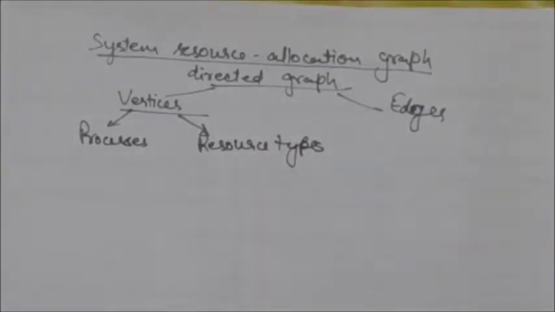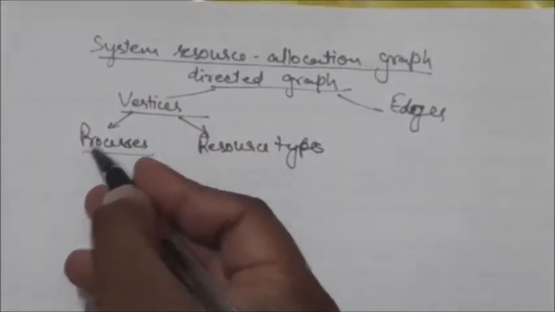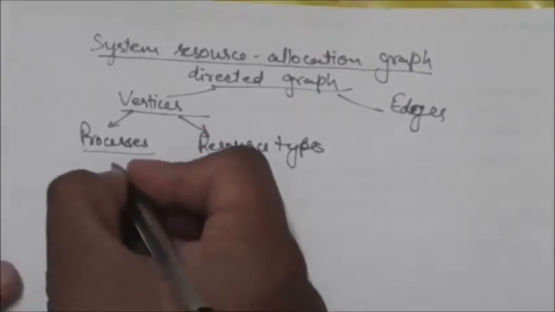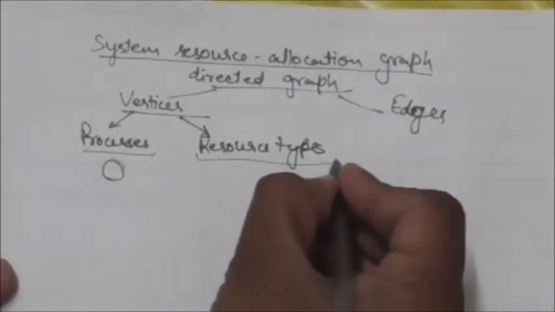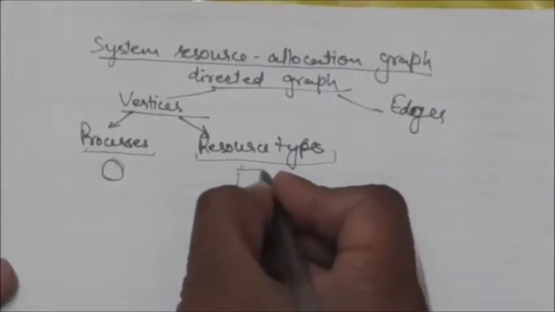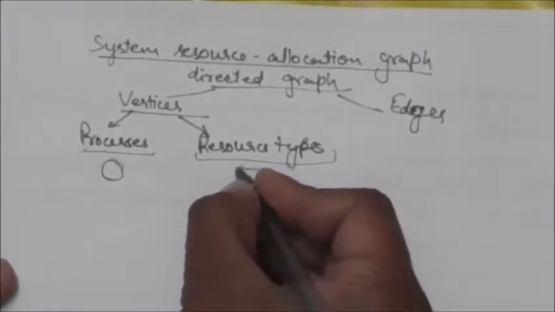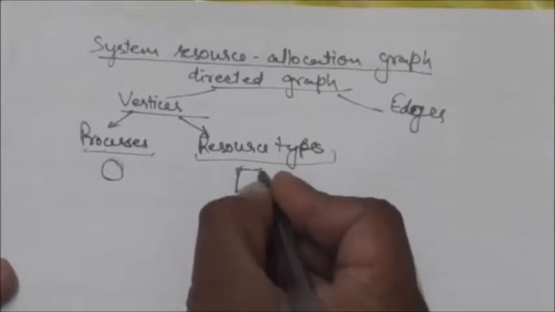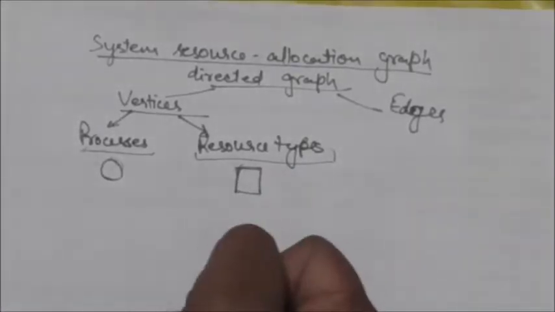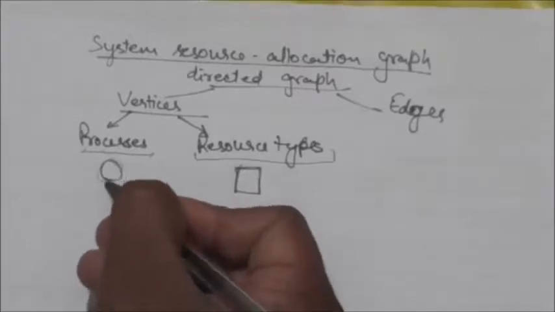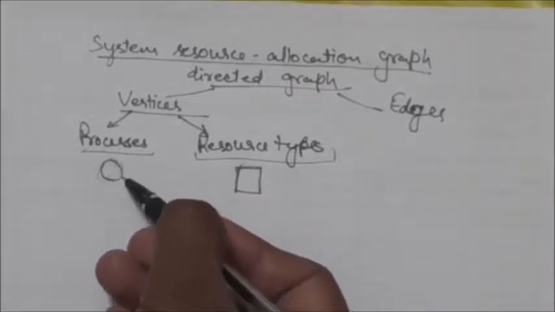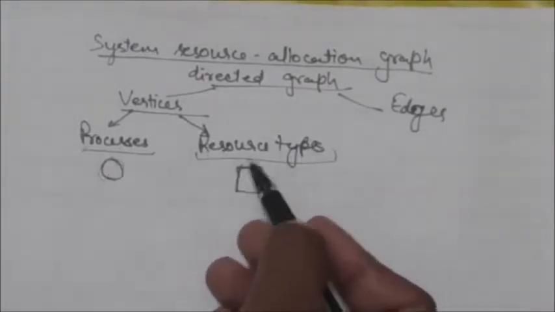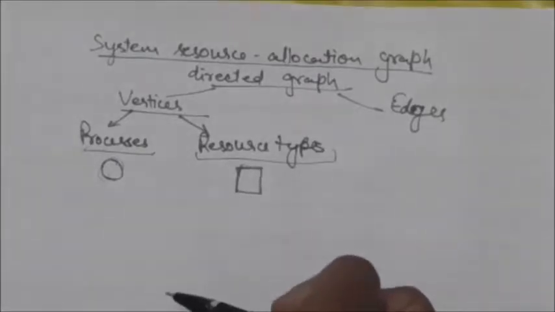So in a system resource allocation graph, the process is represented by a vertex, by a circle. And the resource types are represented by rectangles. So resource types are represented by rectangles and the processes are represented by circles. This type of vertices are circles and this type of vertices which represent resource types are rectangles.